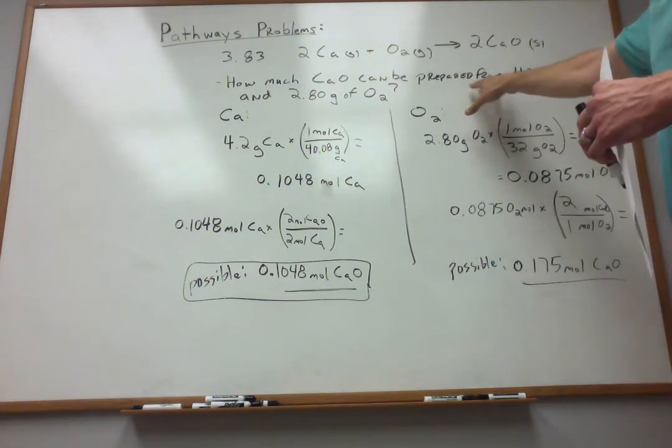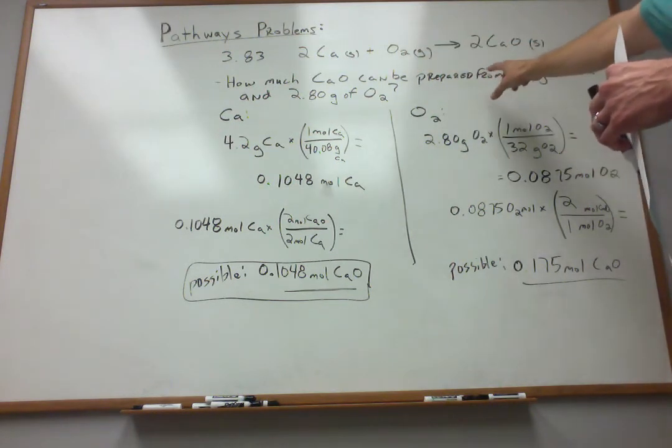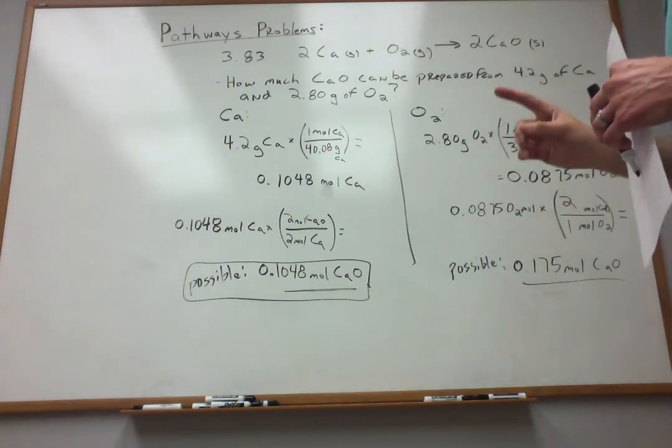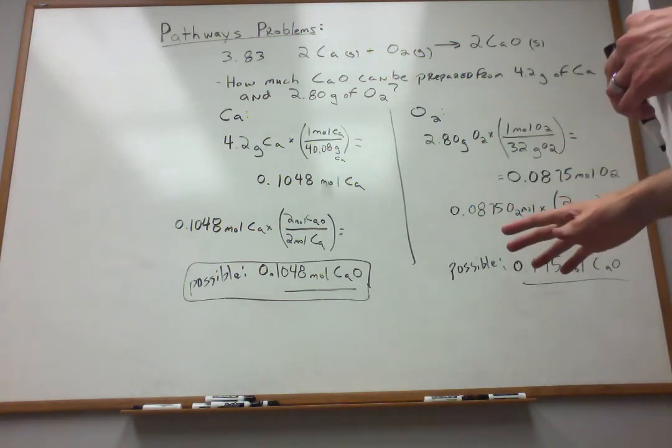What I encourage you to do is write out the balanced chemical equation. Take the starting materials. If you're given grams, always convert to moles. Moles is your counting unit. Always got to go to moles, okay?